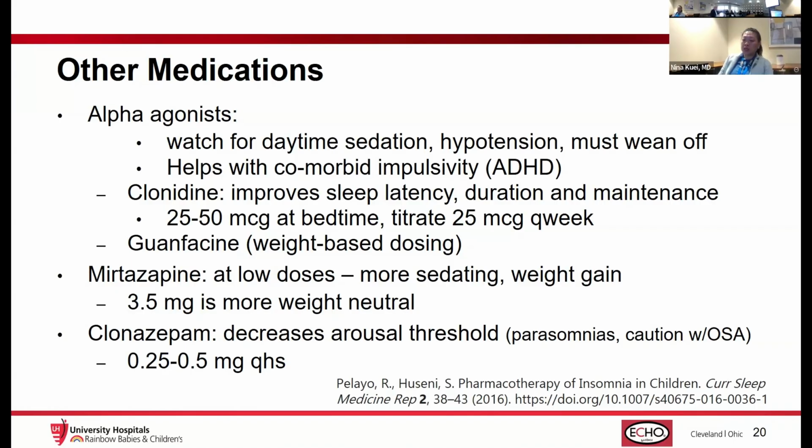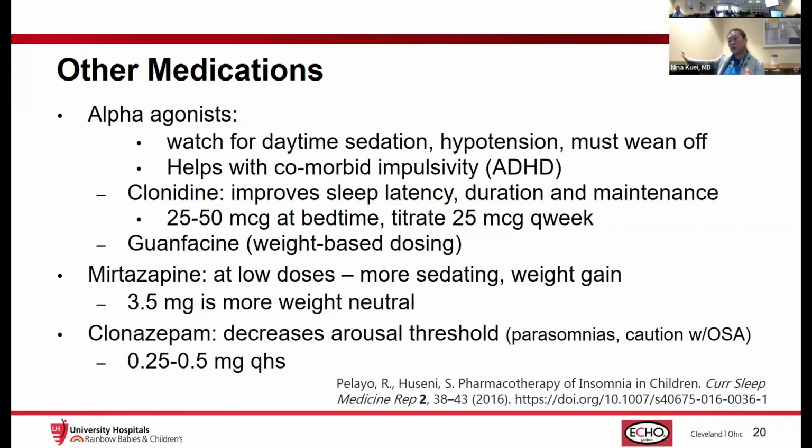Specifically, mirtazapine is an antidepressant. Interesting because there are some paradoxical side effects with this. At low doses, so we're talking about 7.5, 15, it tends to be more sedating, and there's an association with weight gain, which in children can be helpful in those with autism, especially if they have very restrictive eating habits to where they have malnutrition, they're not gaining weight appropriately.